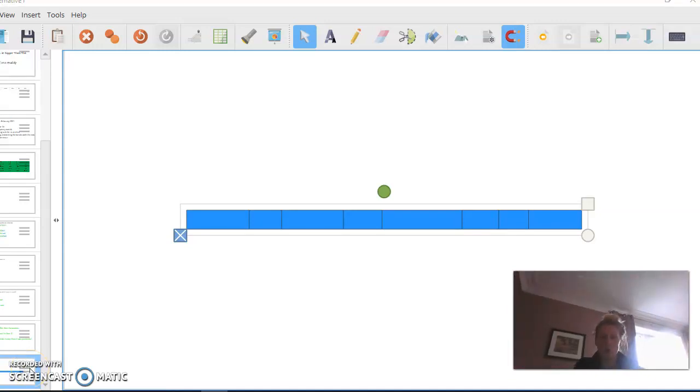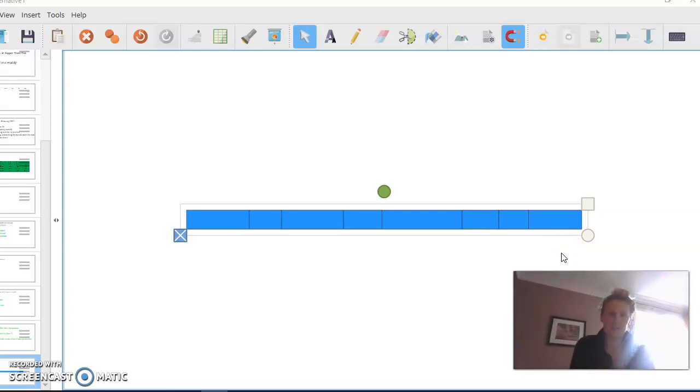Which is tallest, an elephant or a dog? Okay, rewind that video if you need to hear it again, but you can pause it now whilst you write that sentence, okay?